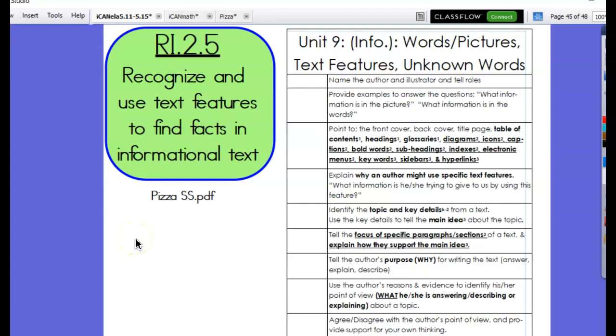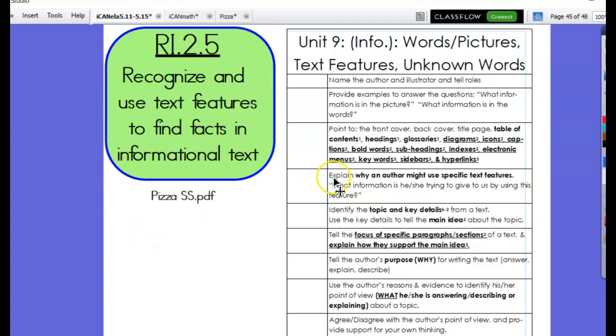Hi, everybody. In today's Read Aloud lesson, we're still working on using informational text. We're looking at words and pictures, text features, and using all of our strategies to solve unknown words. This week, we've been reading all about pizza. Friday is actually National Pizza Party Day, so I thought I'd show you just a part of a book that has some really cool text features that have to do with pizza.